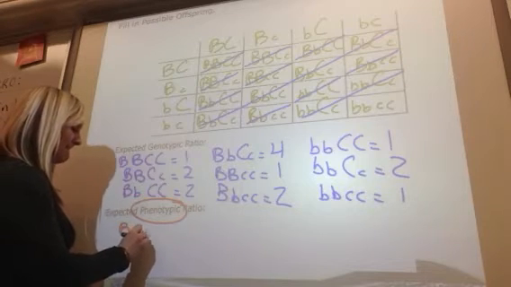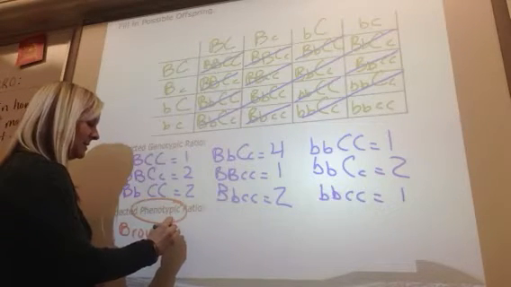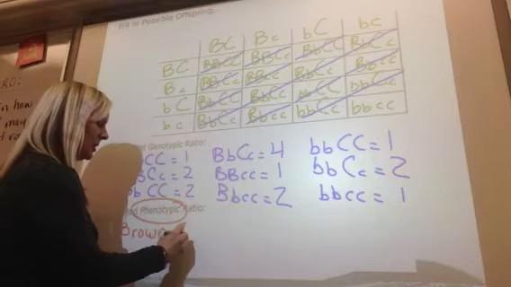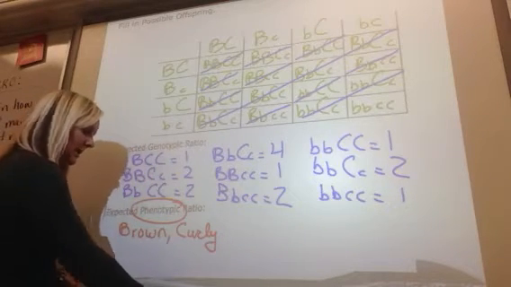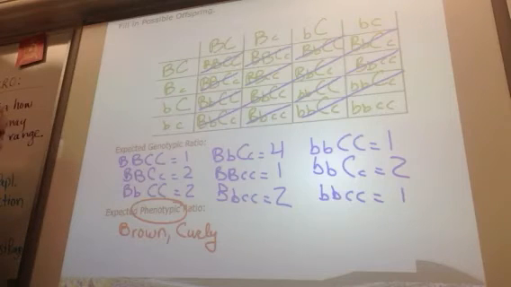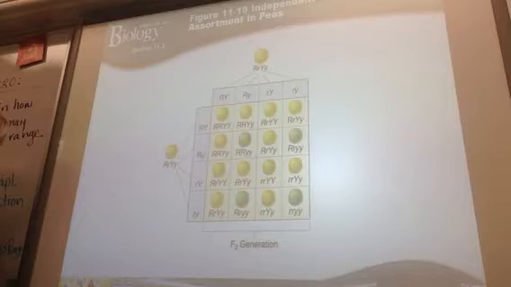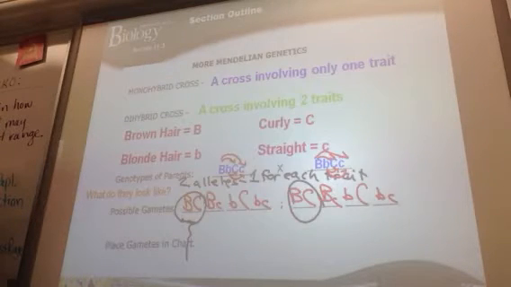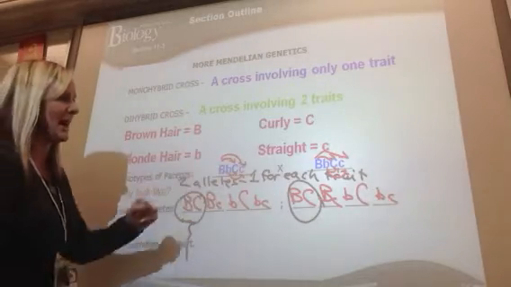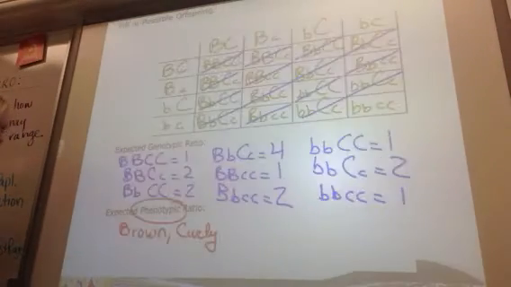So what do we got? Brown and curly, right? Curly was dominant, wasn't it? Let's go back and double check. Oh, we have to go back one more. So curly was dominant, brown is dominant. So let's go back to our Punnett square.